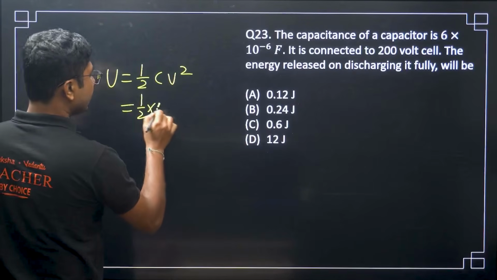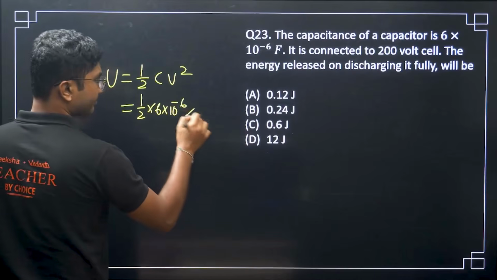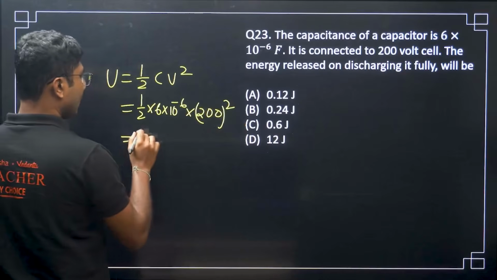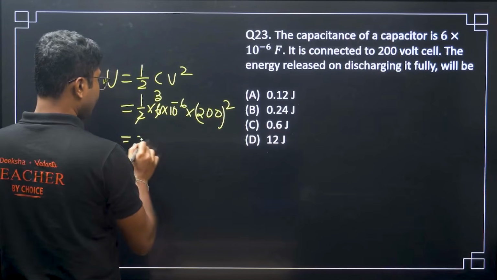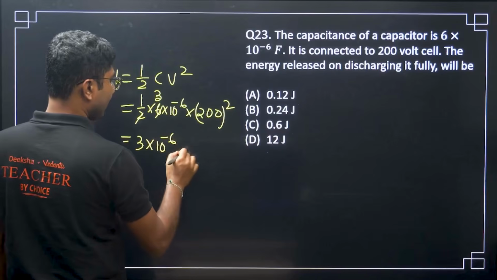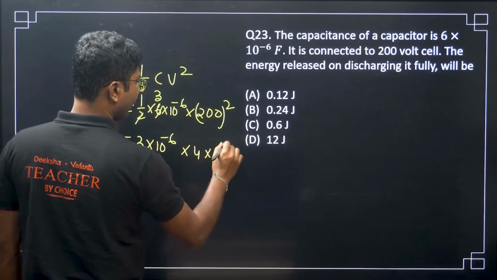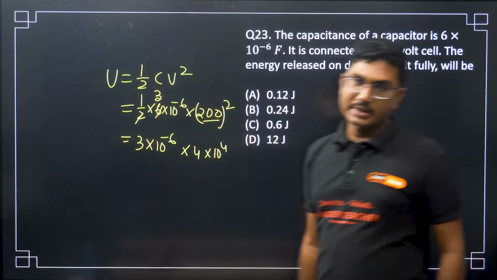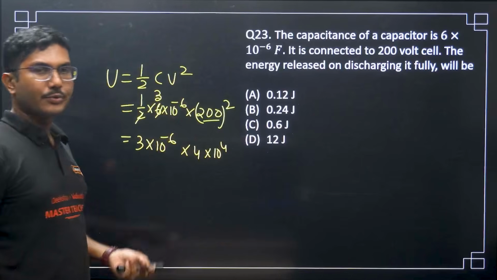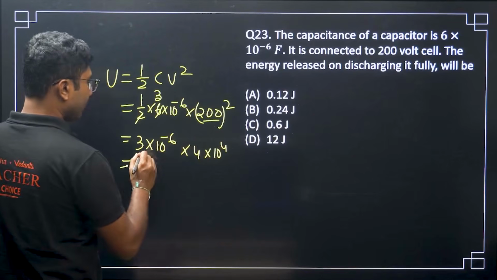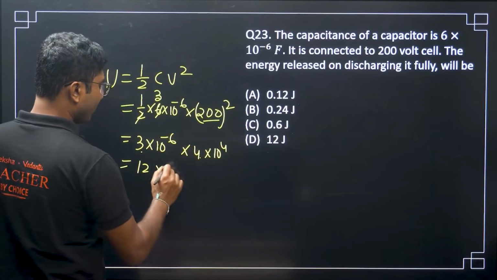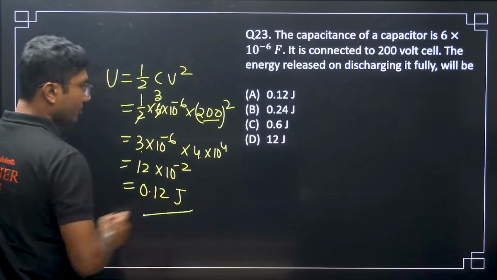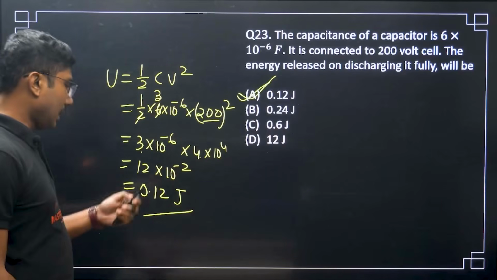Half, C is 6 into 10 to the power of minus 6, V is 200 square, so it will be 3 into 10 to the power of minus 6 into 4 into 10 to the power of 4. So 200 can be written as 2 into 10 to the power of 2 and whole square is there, so 2 square is 4, 10 to the power of 2 square is 10 to the power of 4. So it will be 3 4s are 12 into 10 to the power of minus 2 or 0.12 joules. Okay, so 0.12 joules is the correct answer.